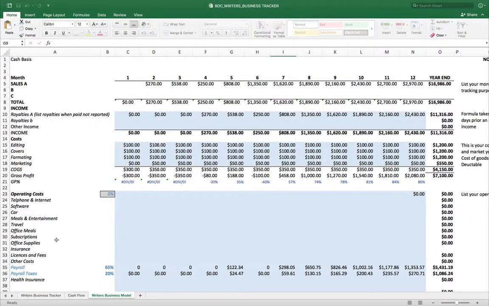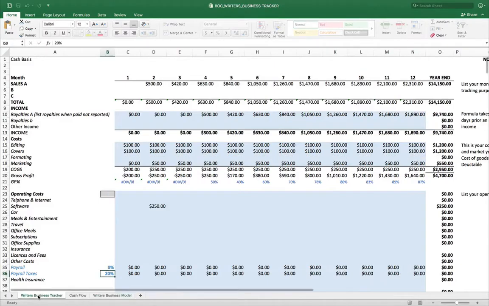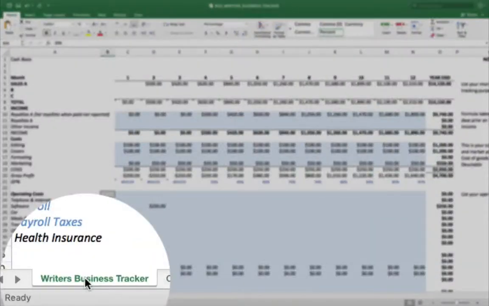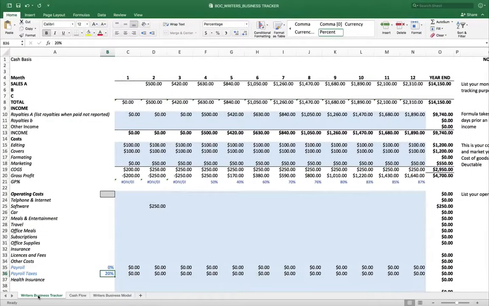Okay, let's dive into this spreadsheet. Let's first start out down at the bottom with the tabs. So you have the Writer's Business Tracker. This is a 12-month spreadsheet for you to run your business off. You can use this no matter where you are in your writing career. Even if you're just starting, it's a great place to capture numbers. And if you do that as your business scales up, you'll get a lot of benefit out of seeing how it is scaling.